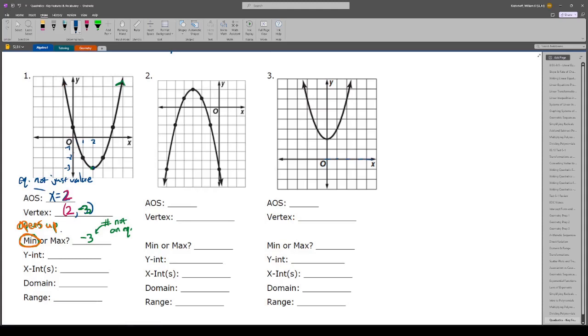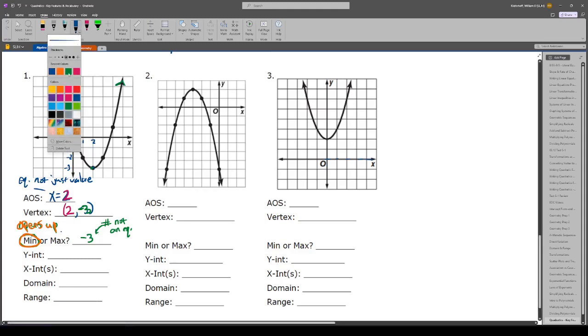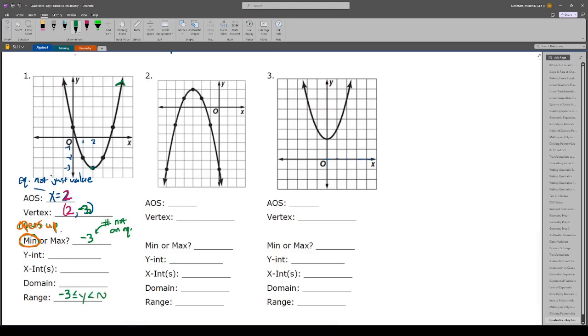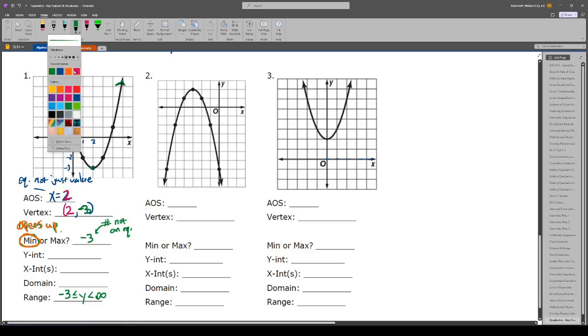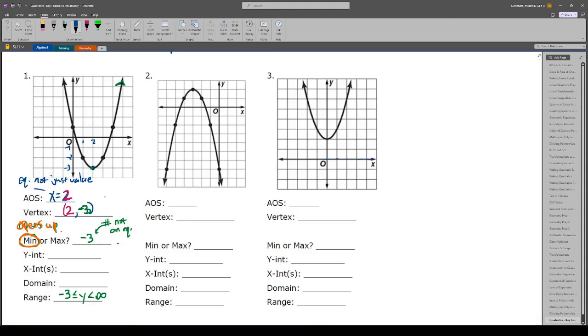In fact, we weren't done with the minimum or the k value in the vertex. We also know that that determines our range. So our range is -3 is less than or equal to y is less than infinity. So we have that same value, -3, shows up in 3 different spots. It's the y value of the vertex, it's the min or max, and it limits our range because it's where the graph stops and turns around.